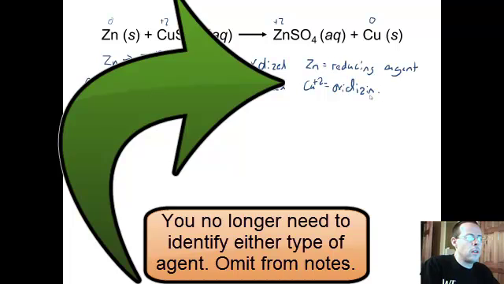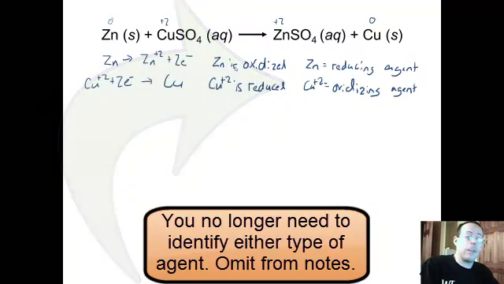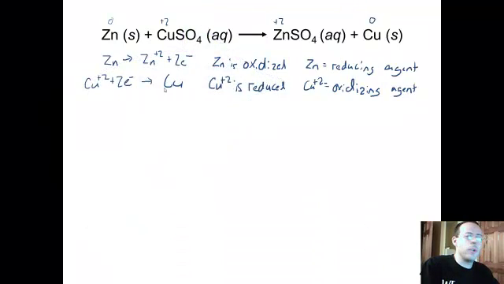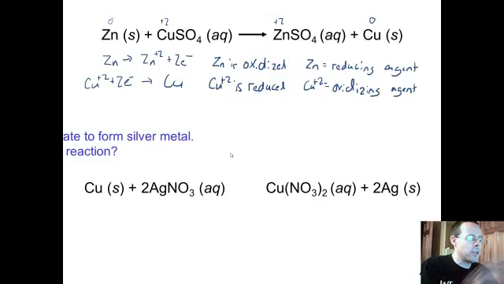So if we throw agent on the end of it, the agent is what is doing the reducing. Alright? So when zinc is oxidized, it means copper ion must be being reduced. So zinc is doing the reducing of copper. Again, conversely, if copper ion is being reduced, it's being reduced because it is oxidizing zinc. Okay, so again, just some terminology stuff.